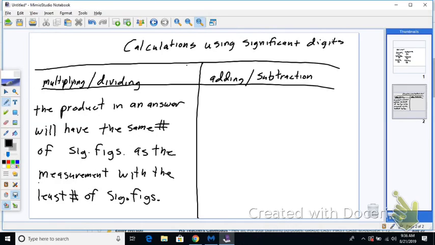Okay, so we just are going to apply this statement to every time we multiply and divide. So the product in your answer will have the exact same number of sig figs as the measurement that you're using to multiply and divide, or the measurements that you're using to multiply and divide, with the least number of sig figs.